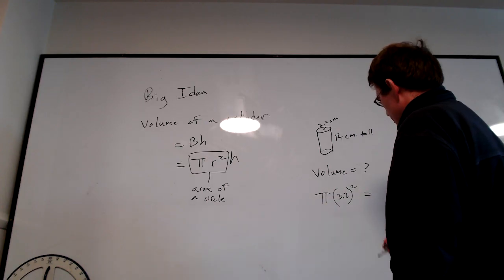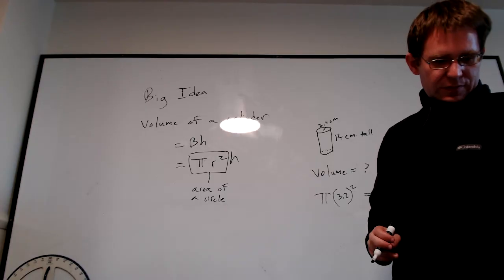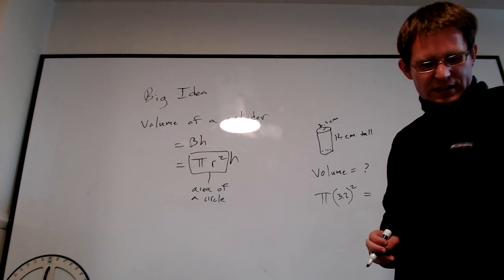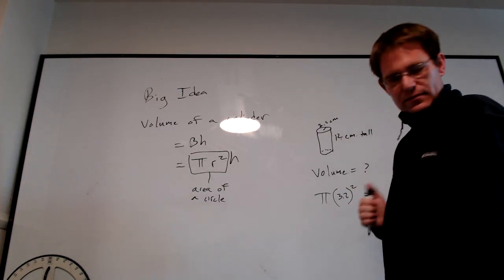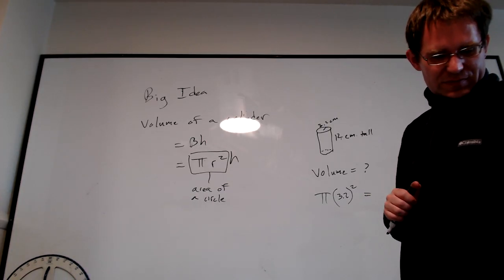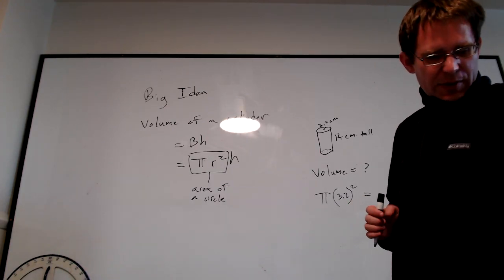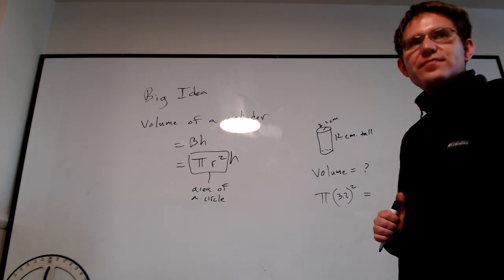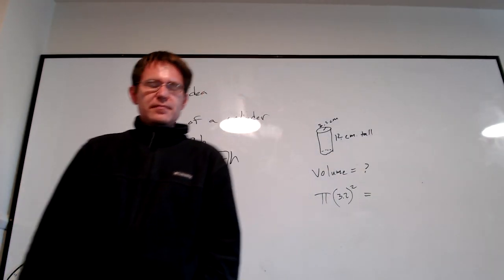No, it's not. 3.2 squared is not 32.16. No, I was saying times pi. Well, take it one step at a time. Don't do it all together. Okay, so what is 3.2 squared? Pull out your calculators. Everybody try to see if they can get 3.2 squared on your calculator. What is the answer? 10.24. Okay. I want everybody in the room to check their calculators, make sure they can get 3.2 squared.